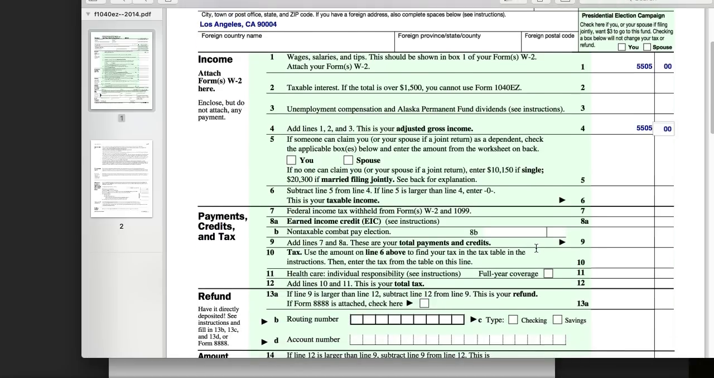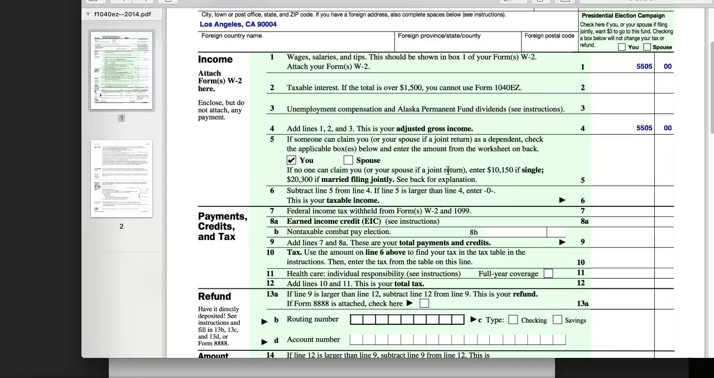So if someone can claim you or your spouse if a joint return as a dependent, you are going to check the applicable boxes. So I'm going to go ahead and check the box because in this case, Edgar is considered a dependent. Now, you don't know that from looking at his W-2, but for your future assignments, you'll know that because I'm going to tell you. This person's a dependent, this person's not a dependent. Okay? So a dependent is essentially meaning that his parents can claim him. So he's still under the umbrella of his parents.